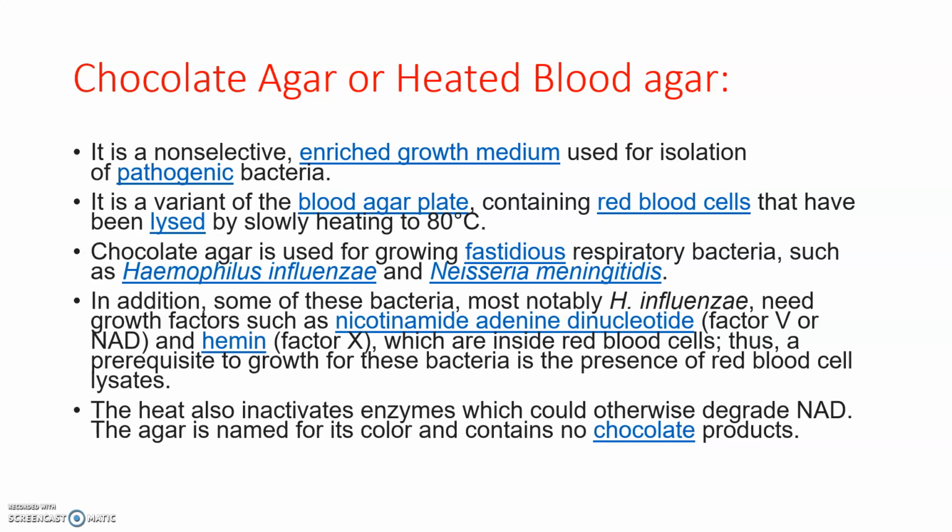Thus, it is a prerequisite for the growth of these bacteria, the presence of RBC cell lysates. The heat also inactivates enzymes which could otherwise degrade NAD. So as a result of this high temperature, it inactivates enzymes which could otherwise degrade this NAD. The agar is named for its color and not because of any chocolate products which are present.